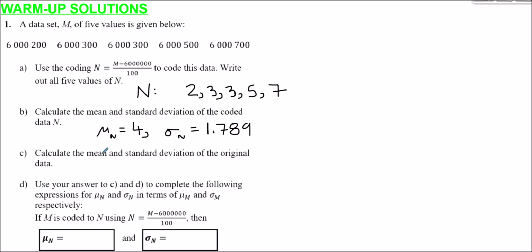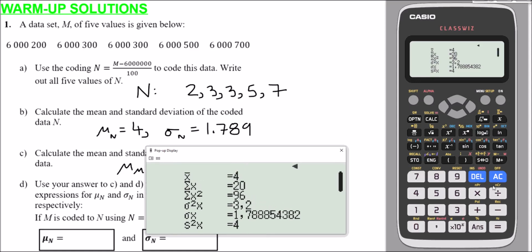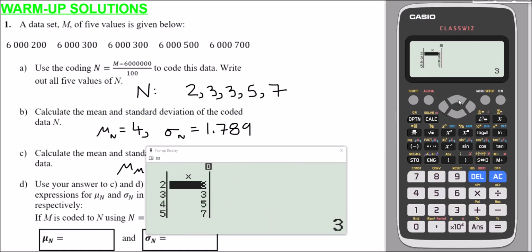Now for C, we need to calculate the mean and standard deviation of the original data. So what's mu M and what's sigma for M? Hopefully you remember how to do this based on the coded data, but if not, what we can do is just return and type in these values freshly. So for the original data, instead of 2, the actual original value is 6,200,000. Press equals. The next one was 6,300,000. In fact, we had that value twice. So 6,300,000 again. Then we've got 6,500,000.